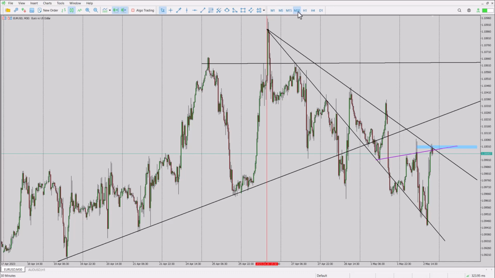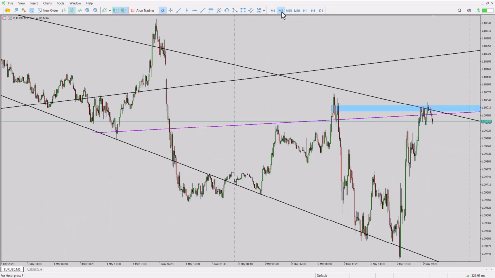So I'm at the 30-minute time frame. I go to the 5-minute time frame. So in the 5-minute time frame, as you can see, it's pretty clear that the price has a couple of highs here, the double top, and it couldn't go through. But the problem is that in the lower time frame, we have different support and resistance lines.